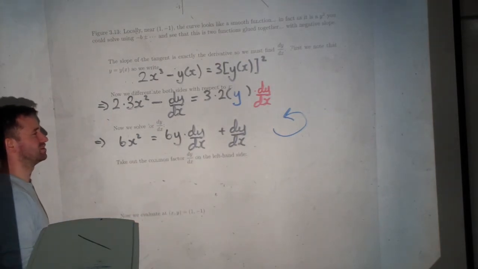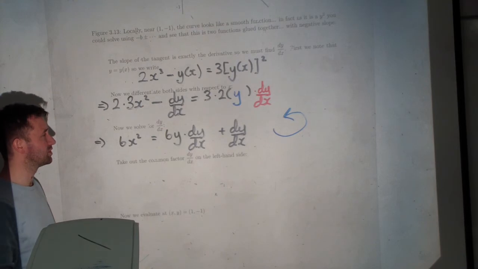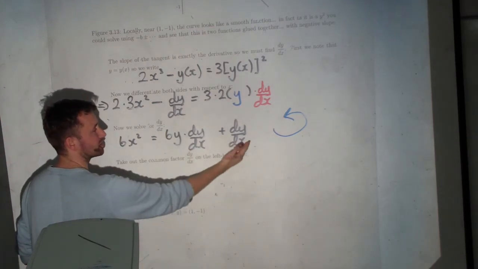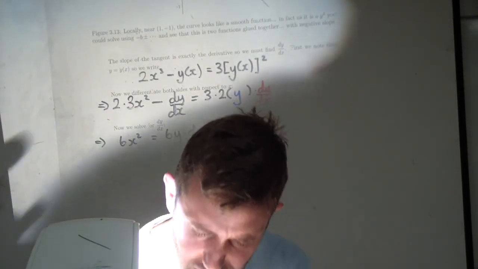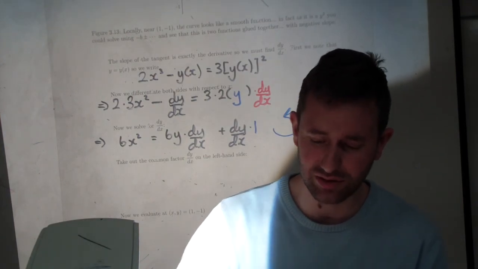Most of us don't really see it like that. We need just a little thing to help us. And what we have to do is take out the common factor of dy/dx. So we've got 6y by dy/dx plus 1 by dy/dx. And we need to take out the common factor.